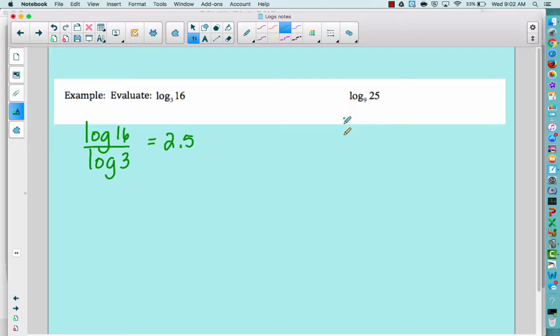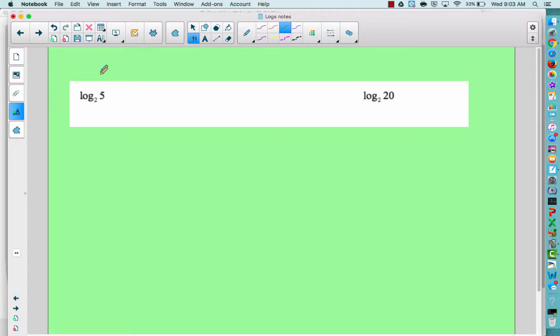All right, try another one. Log base 9 of 25, which is log 25 over log 9. Changed it to log base 10. So now I can do log 25 divided by log 9, making sure I close those parentheses, and I get approximately 1.5. All right, so what I'd like you to do is try log base 2 of 5 and log base 2 of 20.